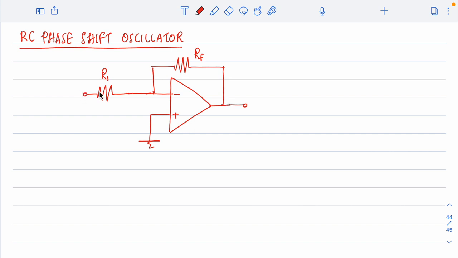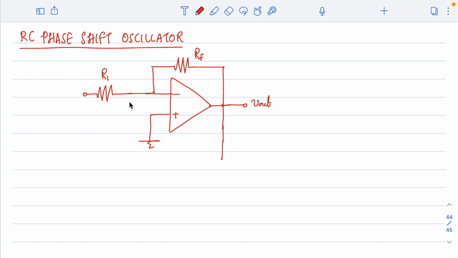Now, what I can do here is take a portion from this output, but I cannot directly feed it back. What will happen if I directly feed it back? There is a 180 degree phase shift between input and output. That phase shifted signal, I am connecting it back. That means the oscillations or the waveforms cannot combine in a constructive way. Rather, it will go in a destructive way and you will not get any output signal.